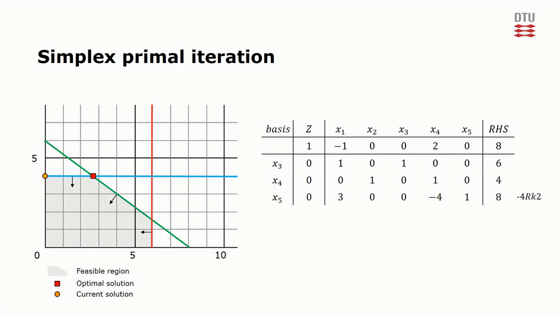However, looking at row 0, we can see that the solution is actually still not optimal, as we have a -1 underneath the x1 variable. Hence, we could do another primal simplex iteration, and then we would actually reach the optimal solution. We now have no negative coefficients in row 0, hence the solution must be optimal.